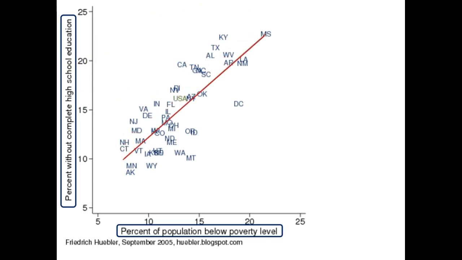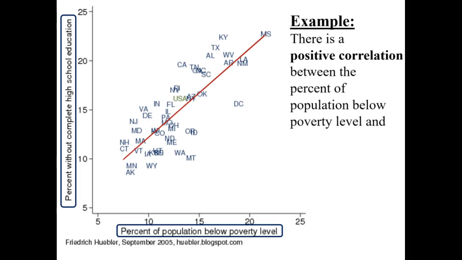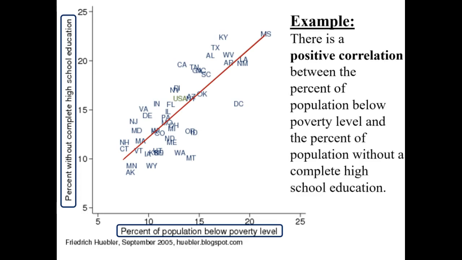There is a positive correlation between the percent of population below poverty level and the percent of population without high school education. That is, low scores on variable X are likely to correspond with low scores on variable Y. Mid scores on variable X are likely to correspond with mid scores on variable Y, and high scores on variable X are likely to correspond with high scores on variable Y.